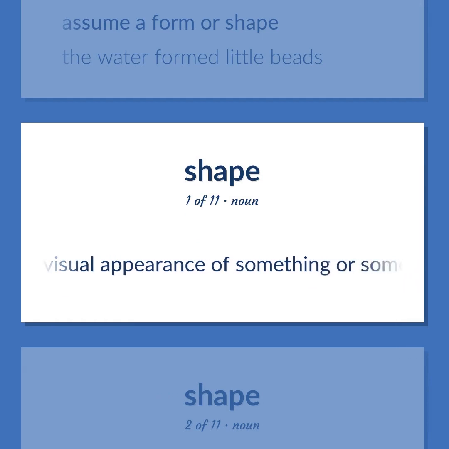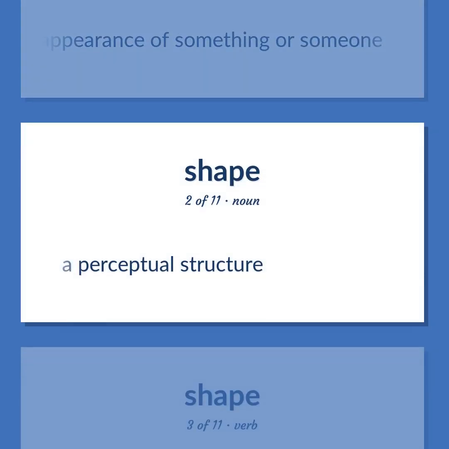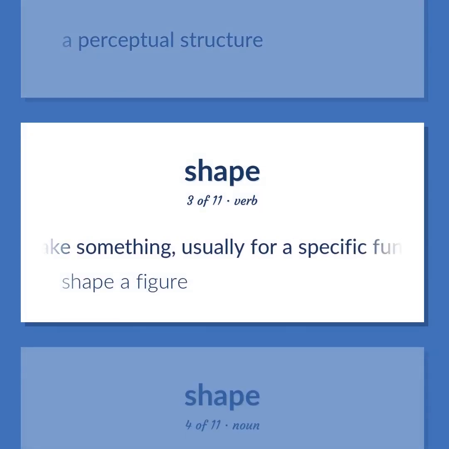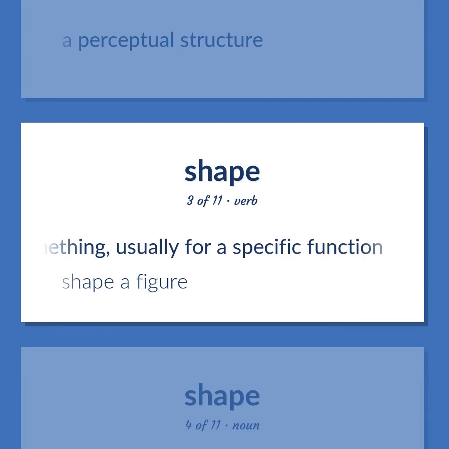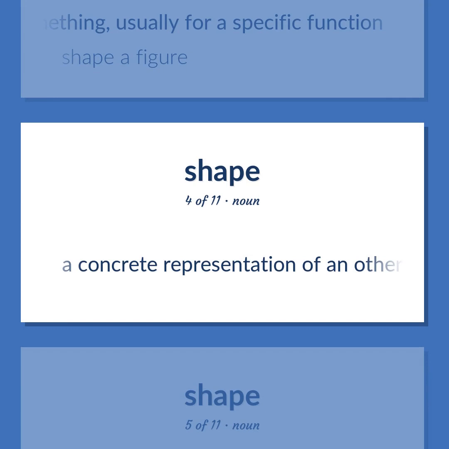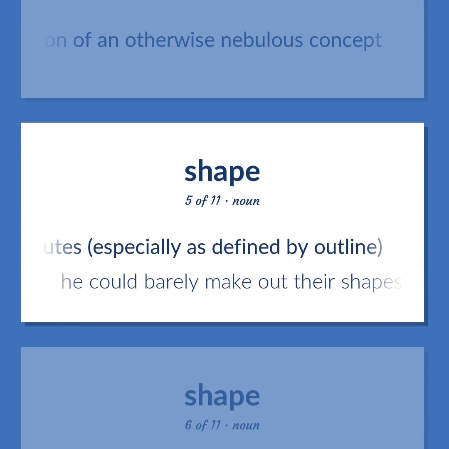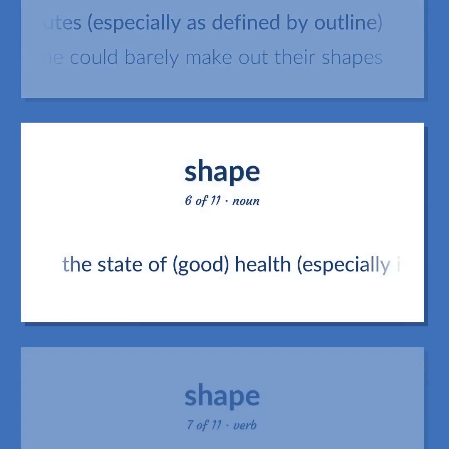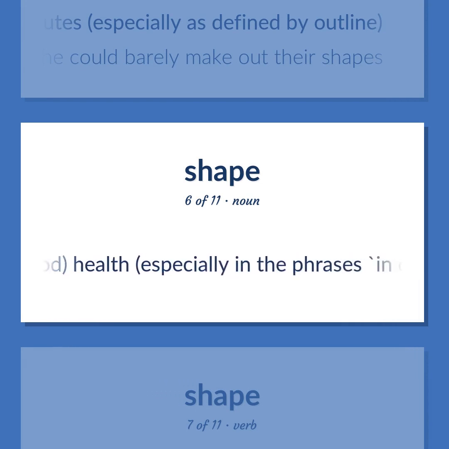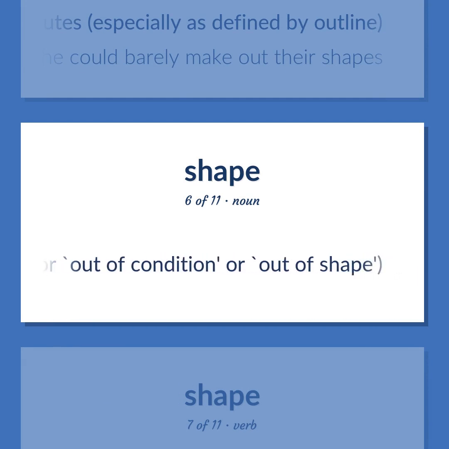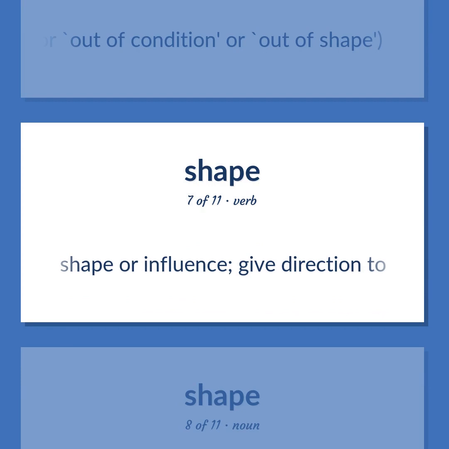The visual appearance of something or someone. A perceptual structure. Make something, usually for a specific function. Shape a figure. A concrete representation of an otherwise nebulous concept. Any spatial attributes, especially as defined by outline. He could barely make out their shapes. The state of good health, especially in the phrases in condition, or in shape, or out of condition, or out of shape. Shape or influence. Give direction to.